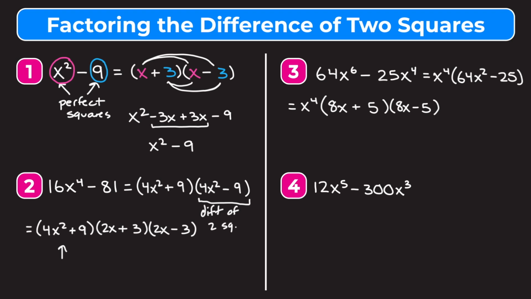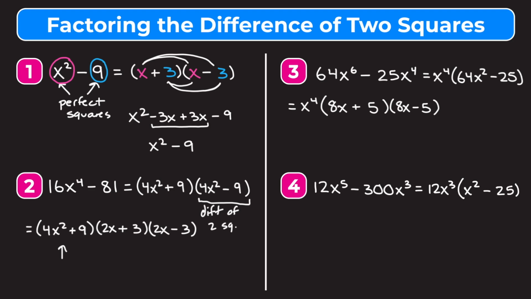Moving on to our final example, we have 12x to the fifth minus 300x to the third, and I encourage you to pause the video and try this one on your own, and then you can watch me work through it to make sure that you've solved it correctly. Let's start by pulling out what these two terms have in common. They have a 12 in common and an x cubed. I'm going to take out a 12x cubed. If I divide 12x to the fifth by 12x cubed, I'm left with x squared. If I divide 300x cubed by 12x cubed, I am left with a 25. So I have 12x cubed times x squared minus 25.